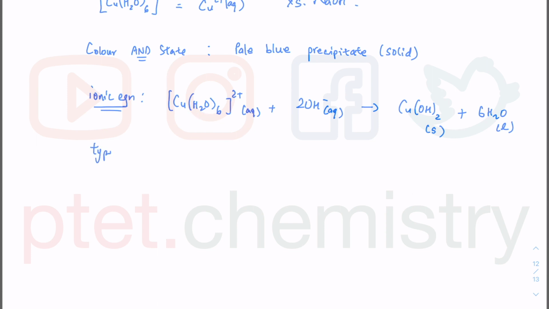What type of reaction is this? This is a precipitation reaction, as you are forming a precipitate from a solution. This is a pale blue solution. This is a colorless solution. You get a pale blue precipitate, insoluble in excess NaOH.